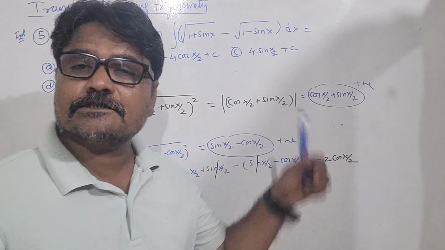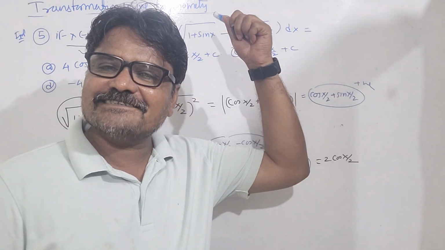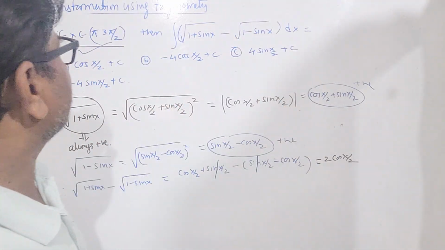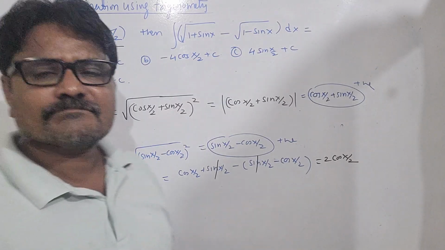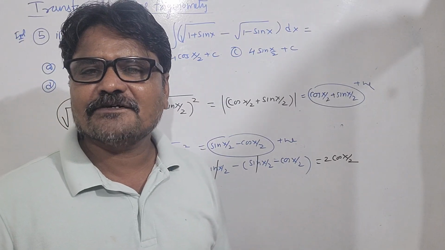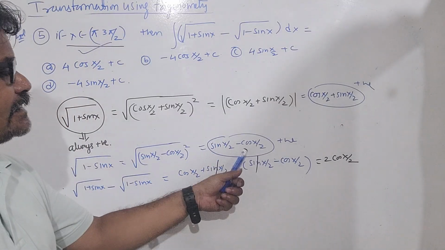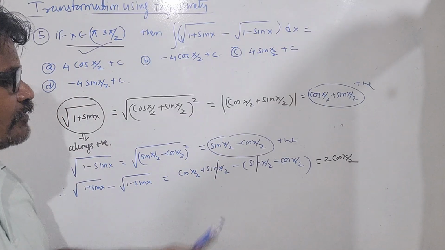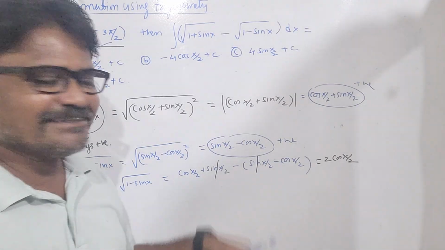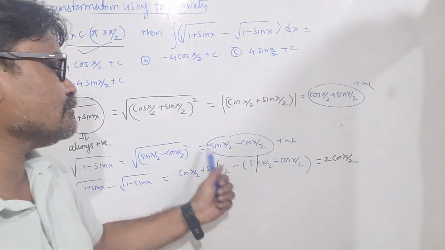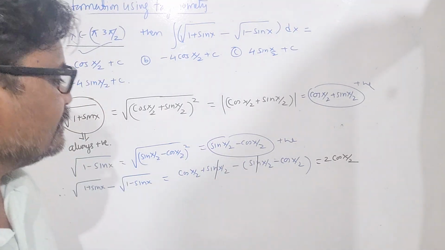Make sure that this cos x by 2 plus sin x by 2 is positive for the limit x coming from pi to 3 pi by 2. X by 2 is coming from pi by 2 to 3 pi by 2. Correct? And therefore this is positive. But here there is the problem. This sin x by 2 minus cos x by 2. Cos x by 2 is negative. Negative of negative becomes positive. It becomes positive. Correct? So I don't write here cos x by 2 minus sin x by 2. Rather I should write sin x by 2 minus cos x by 2.